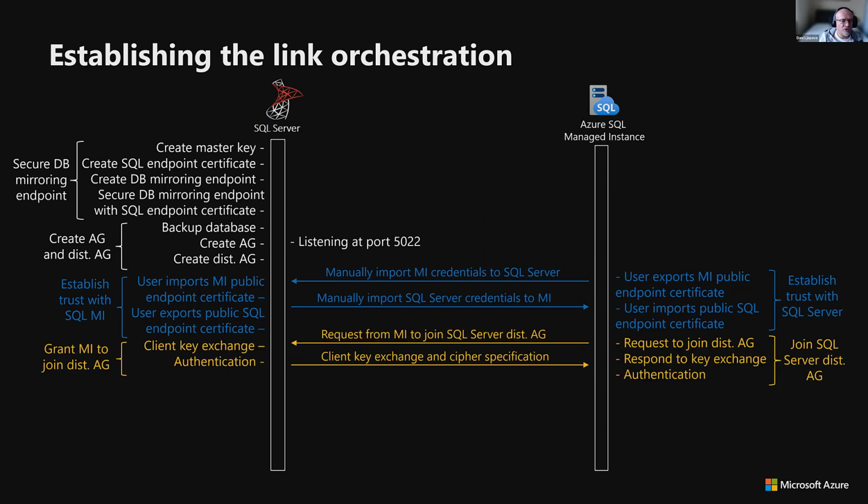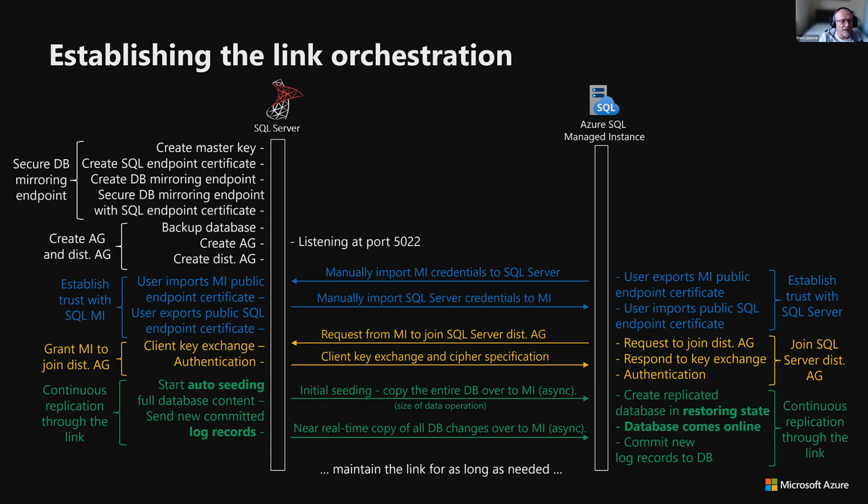Once this trust is established in the security layer, the two partners communicate and they join their AGs through a distributed availability group. They exchange the encryption information. And then in terms of the actual data layer, the database seeding starts. That means copying the entire database content over, and then the near real-time replication starts. So whenever you have a new insert, a new commit on the SQL Server, it automatically gets transferred in real time to managed instance.